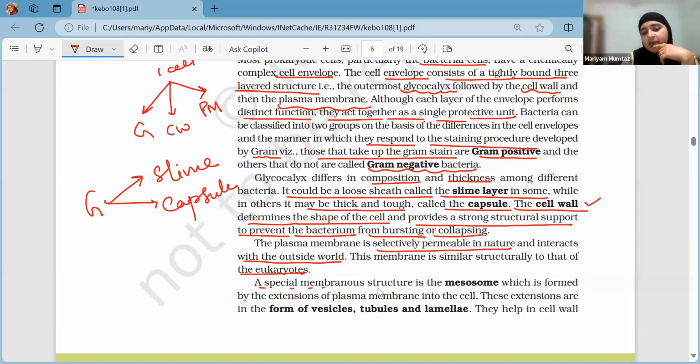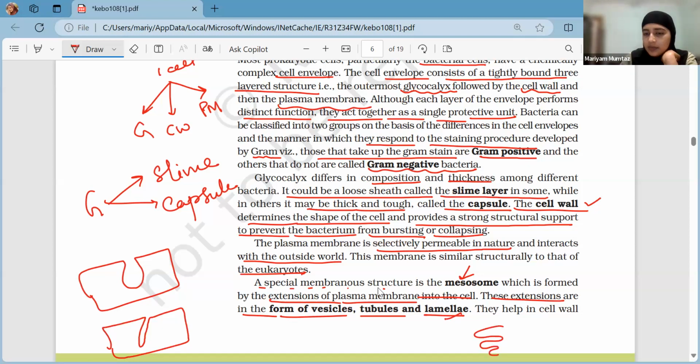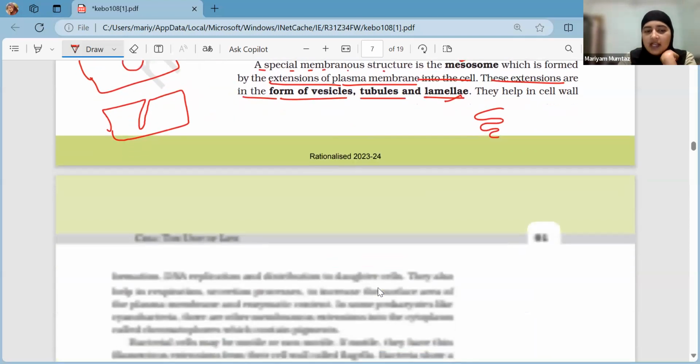Now, a special membranous structure known as the mesosome is formed by the extension of the plasma membrane into the cell. These extensions are in the form of vesicles, tubules, and lamellae. See, just like how I drew it, like this is a vesicle. But if it is present like this, then that would become a tubule. Same goes for lamella when it is present in such a way. They help in cell wall formation.